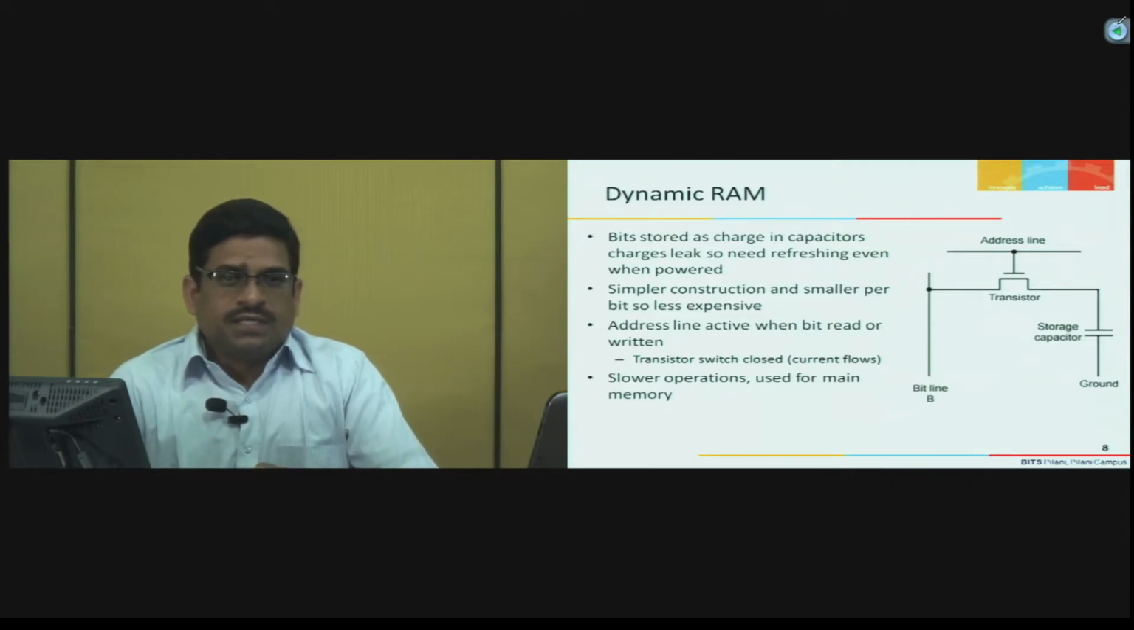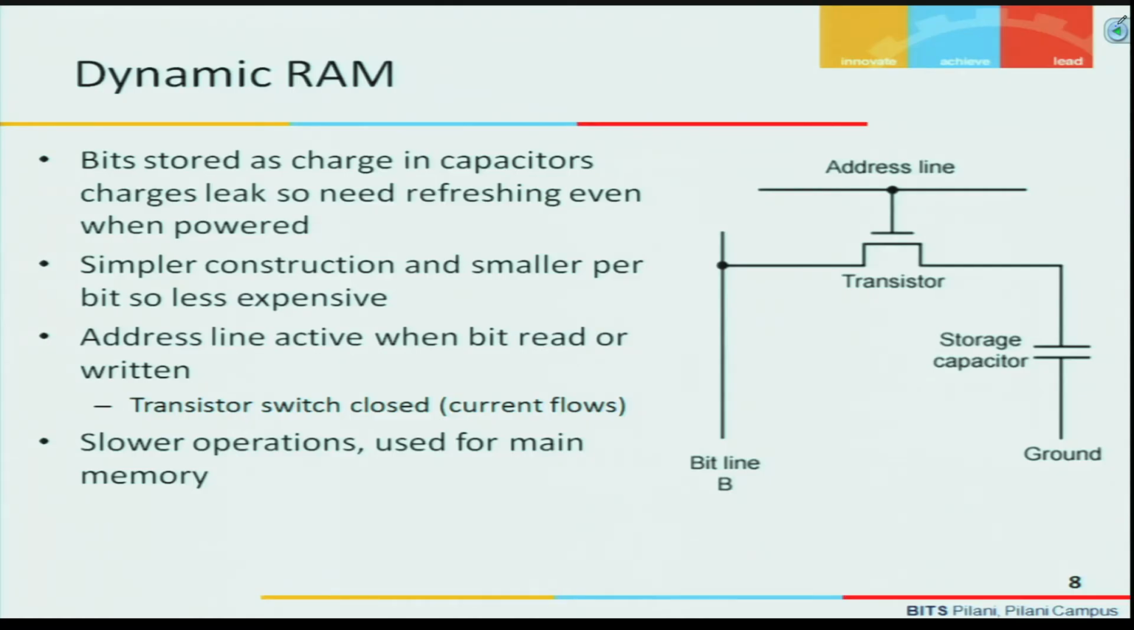Now, look at another type of memory cell, the dynamic memory. In the dynamic memory cell, compared to the static memory cell, it is far simpler. Only one transistor is required and one capacitor. This is grounded, and here the bit line is there, and the address bit will appear here. One line is shown for 1 bit; similarly, 8 lines will be there.